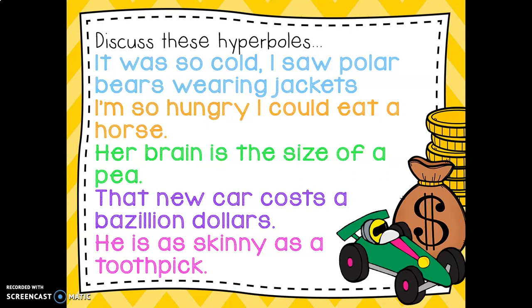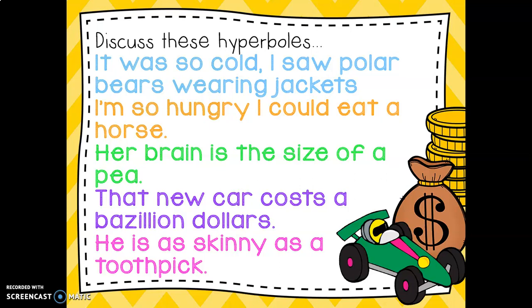Here's some examples of hyperboles you may have seen or heard before. It was so cold, I saw polar bears wearing jackets. I'm so hungry, I could eat a horse. Her brain is the size of a pea. That new car costs a bazillion dollars. He is as skinny as a toothpick. So what do we think those hyperboles mean?